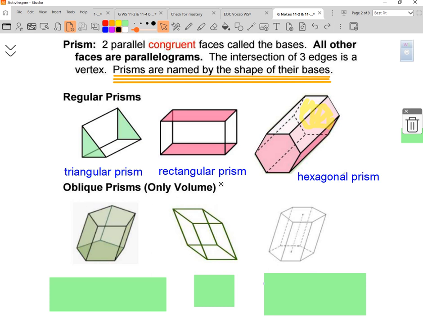Oblique prisms. So what is the shape of the base of this first one? Pentagon, yeah. So we call that a pentagonal prism, but it's oblique. It's not a right one. The height is not perpendicular between the bases.